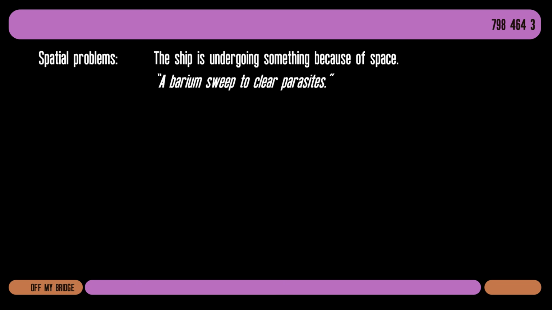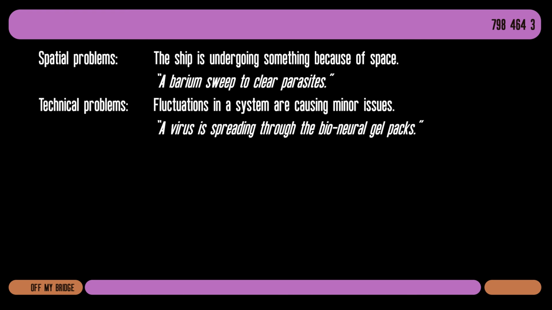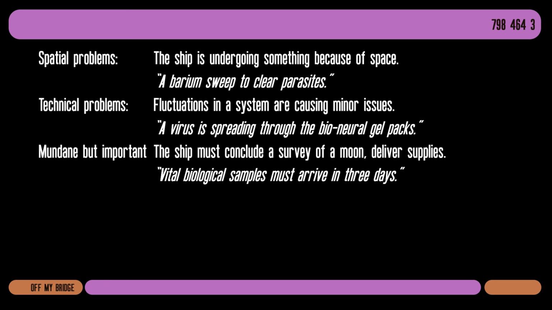And again, if you've got more, put them in the comments down below. Spatial problems. The ship is undergoing something because of space. A barium sweep to clear parasites. The ship is stuck on a subspace eddy. Technical problems. Fluctuations in a system are causing minor issues. A virus is spreading through the bioneural gel packs. But this virus does not expand into the macrovirus that plagued Voyager. That is a ship-focused story where the personal stories are the secondary story.